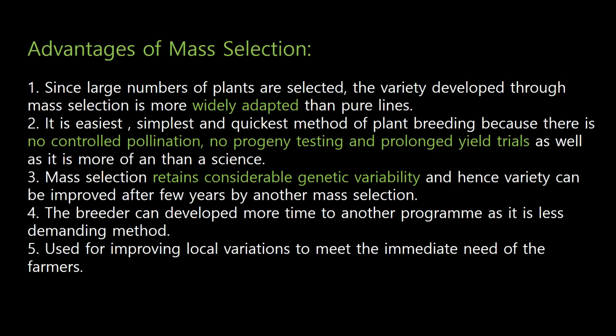Having seen the methods and applications of mass selection, we come to the advantages. What advantages does it pose when compared to pure line selection? As I said earlier, it is more widely adapted than pure lines, because a large number of plants are selected. The variety developed through mass selection is widely adapted, so that it can tolerate extremes of edaphic factors, temperature factors, or any external environment.